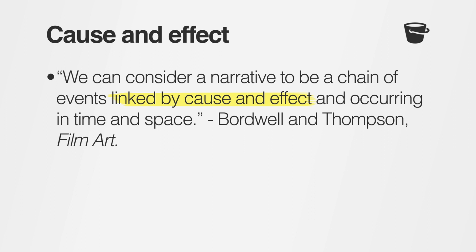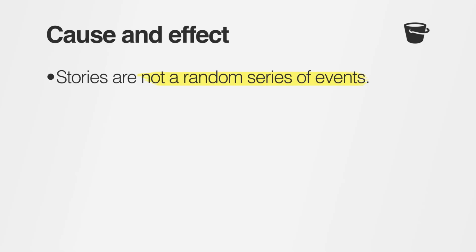time and space. Stories are not random series of events. Cause and effect draws our attention to the causal nature of narratives. One event leads to another, then to another until eventually the narrative is resolved. Stories typically omit those scenes that are irrelevant to this causal chain.